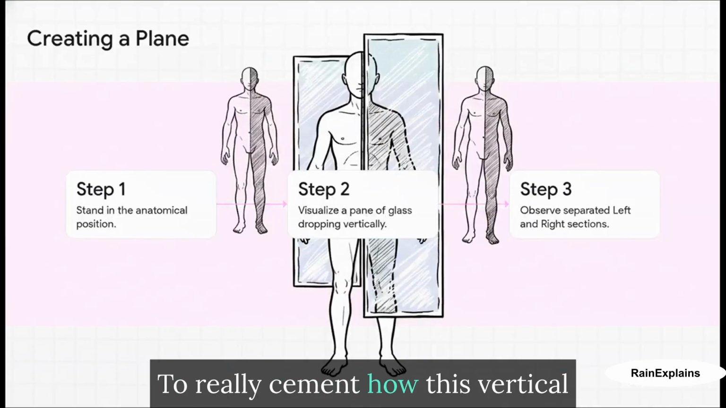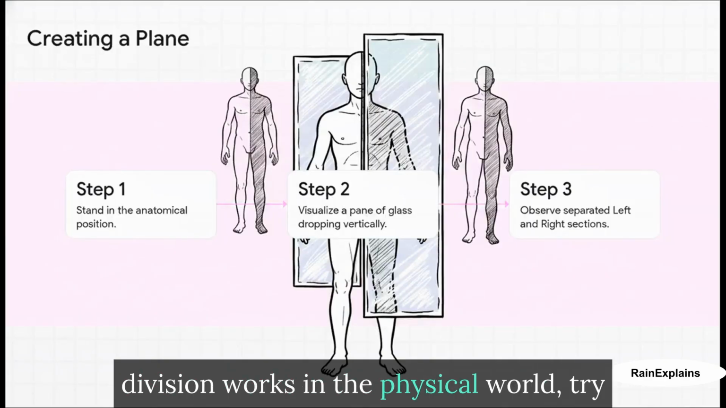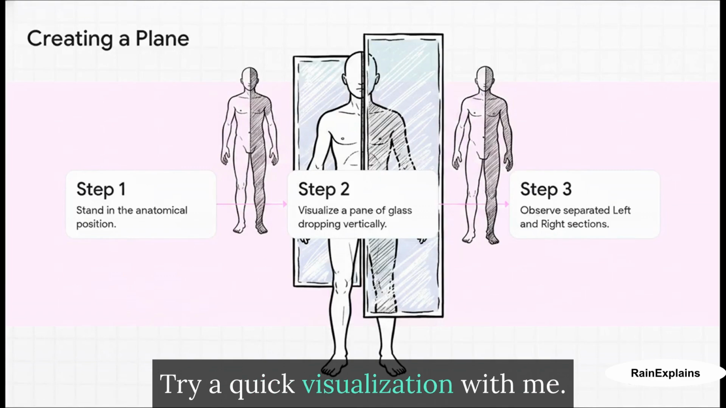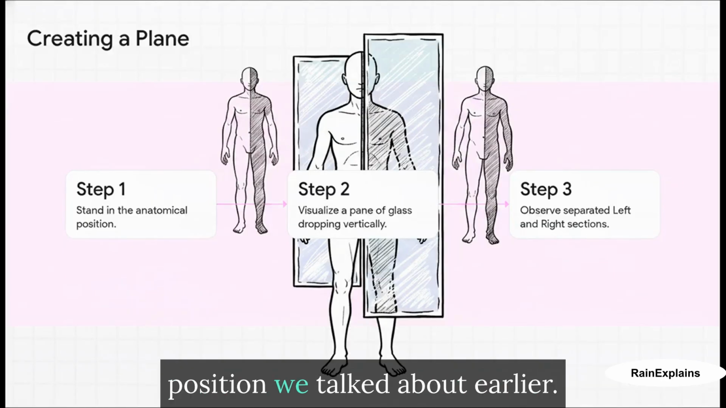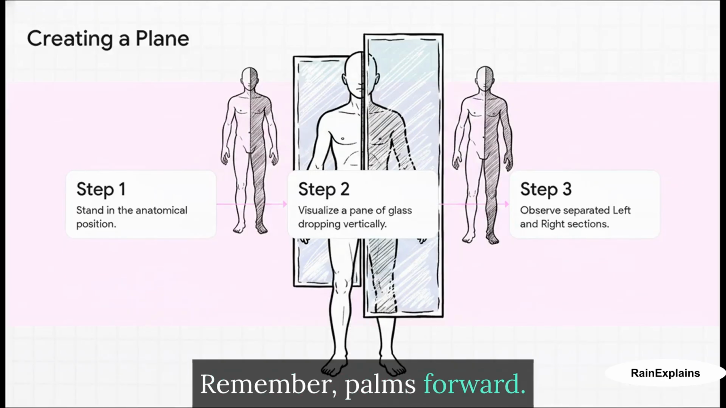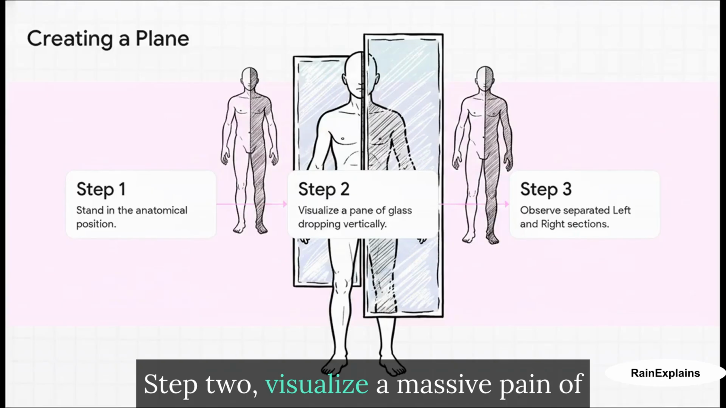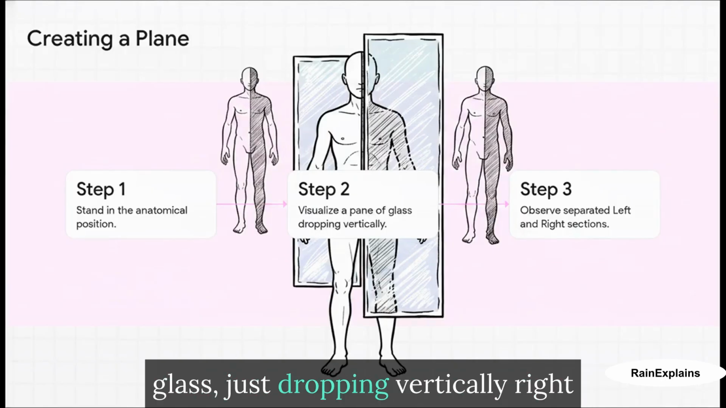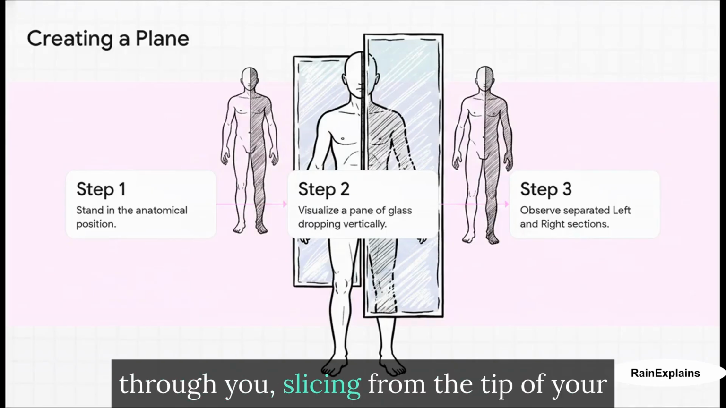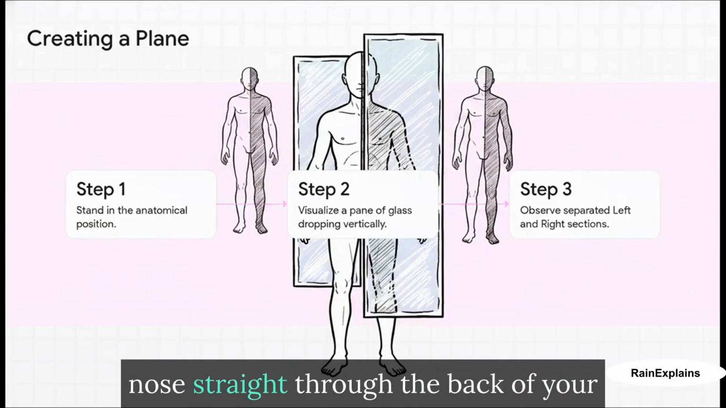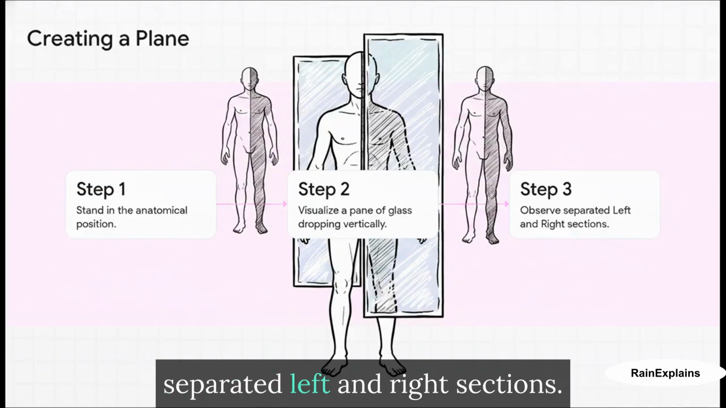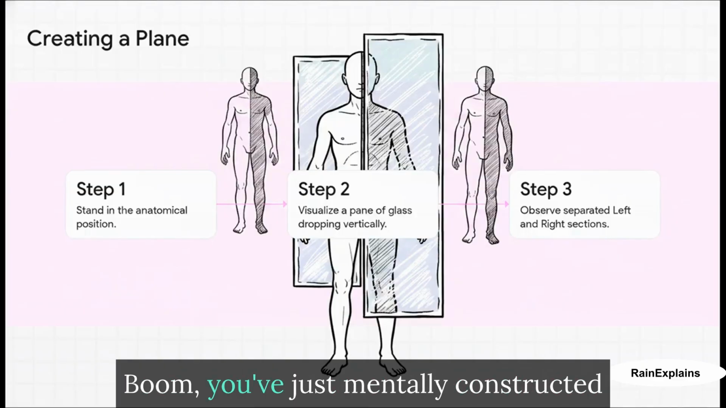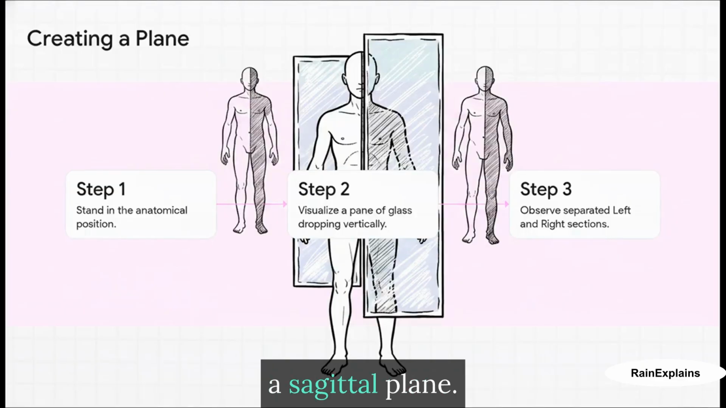To really cement how this vertical division works in the physical world, try a quick visualization with me. Step 1. Sit or stand in that anatomical position we talked about earlier. Remember, palms forward. Step 2. Visualize a massive pane of glass just dropping vertically right through you, slicing from the tip of your nose straight through the back of your head. And step 3, look at those newly separated left and right sections. Boom, you've just mentally constructed a sagittal plane.